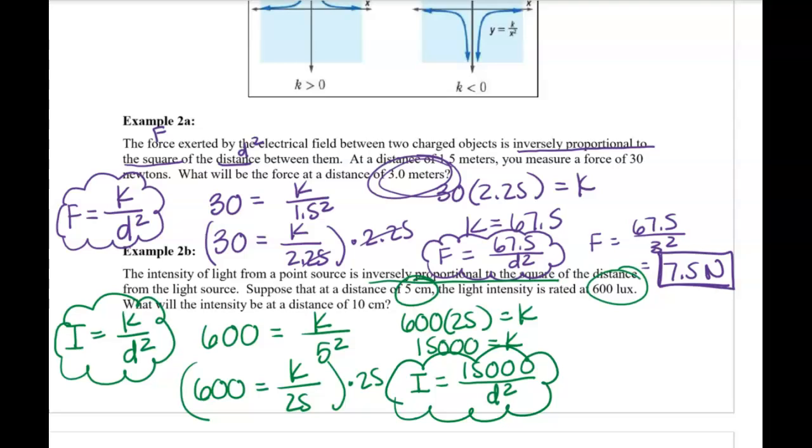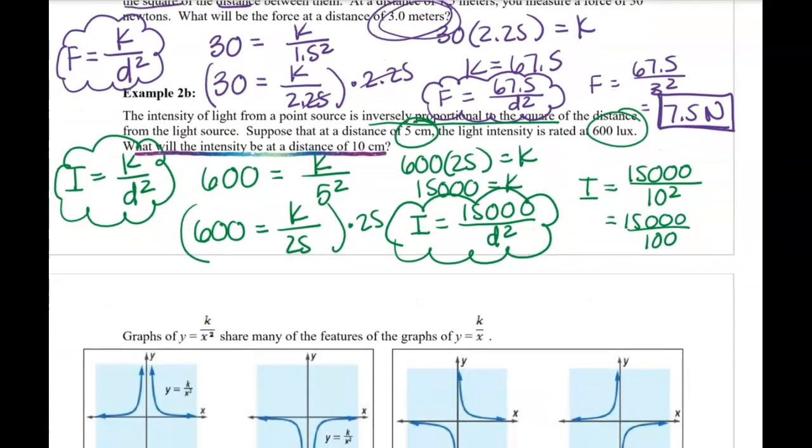So now we have a question to answer. What will the intensity be at a distance of 10 centimeters? Well, I equals 15,000 over d, which is 10 squared, which is 15,000 over 100. And we can really just cross out 2 zeros on the top and bottom. We get 150 over 1. So we'll get 150 lux. Again, what does that mean? I honestly have no idea, and you don't need to know. All you need to know is how to solve the equations.